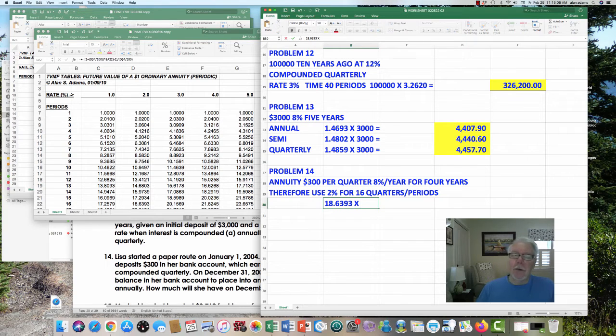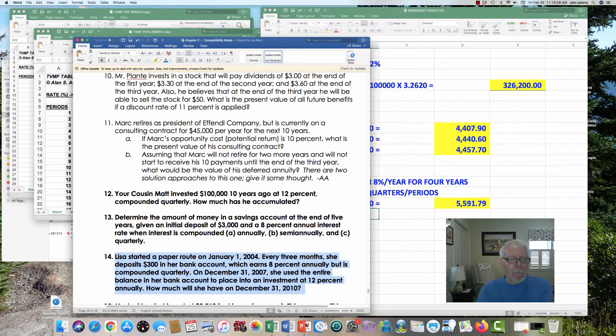What do you multiply it by? 1 payment. Every time this woman deposits something, it's $300. How much money, therefore, after 4 years will she have? She will have 300 times 18.6393. She will have $5,591.79. That's step 1.